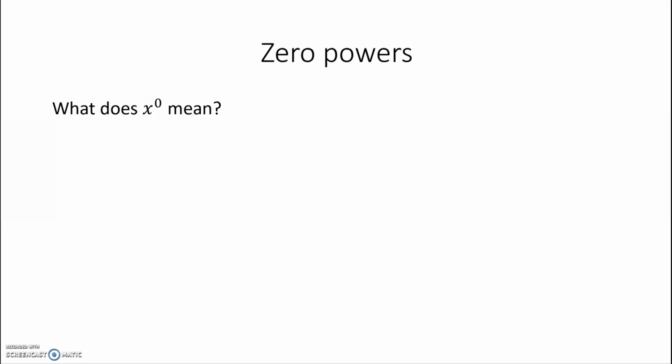Now we need a meaning for x to the power of 0. I'll tell you, x to the power of 0 is 1. Anything to the power of 0 is 1. You could just learn it. Right, so learn that anything to the power of 0 is 1.